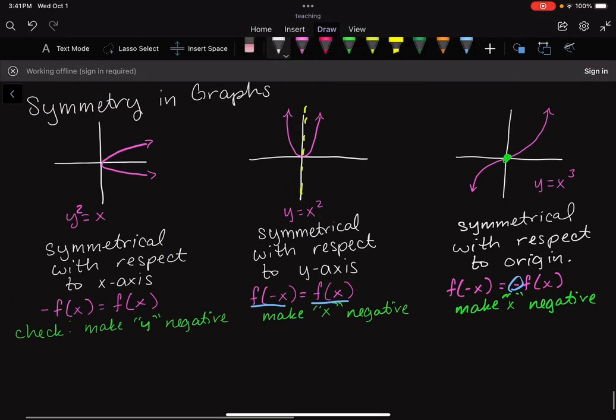I also want to make a point to tell you that when we are symmetrical about the y-axis, we call this an even function. When we are symmetrical about the origin, we call this an odd function.